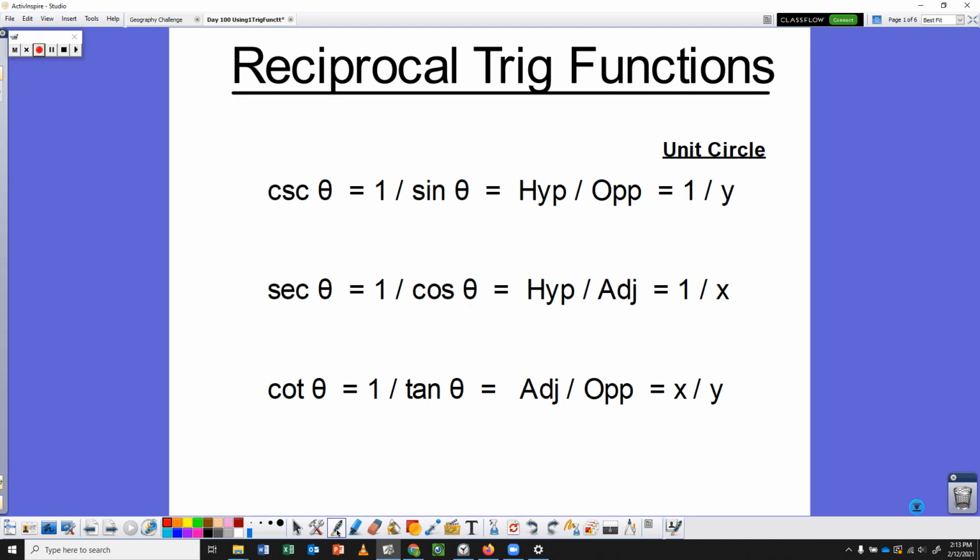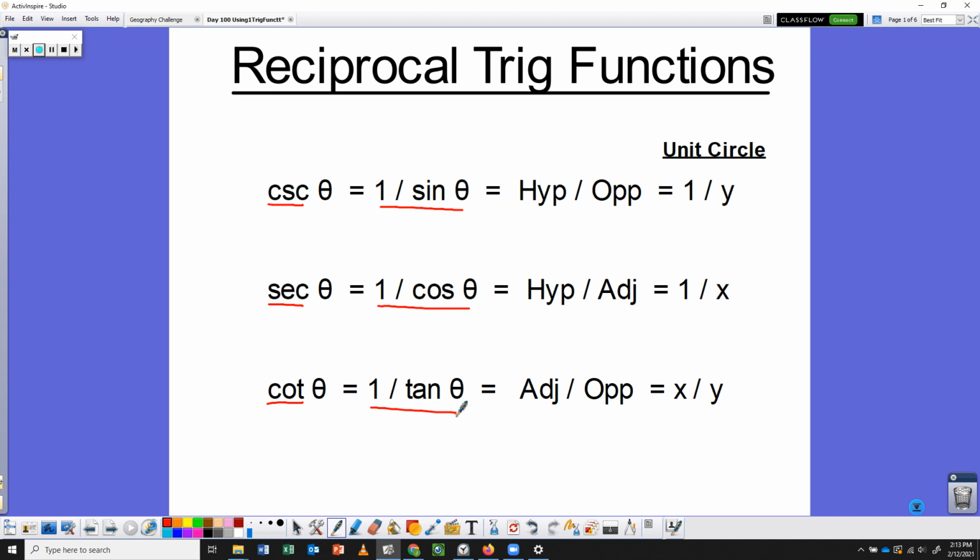The abbreviations for those are CSC for cosecant, SEC for secant, and COT for cotangent. Now, the reason these are called the reciprocal trig functions is because they're literally built of a reciprocal of a function that we've already talked about. So cosecant is the reciprocal of sine, in other words, 1 over sine. Secant's the reciprocal of cosine, so 1 over cosine. And cotangent, of course, is the reciprocal of tangent.